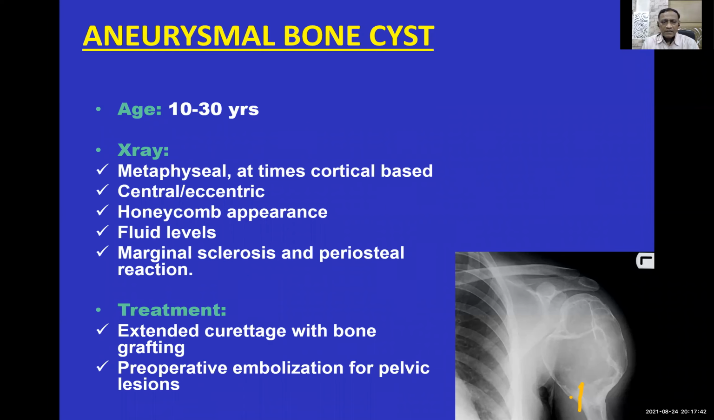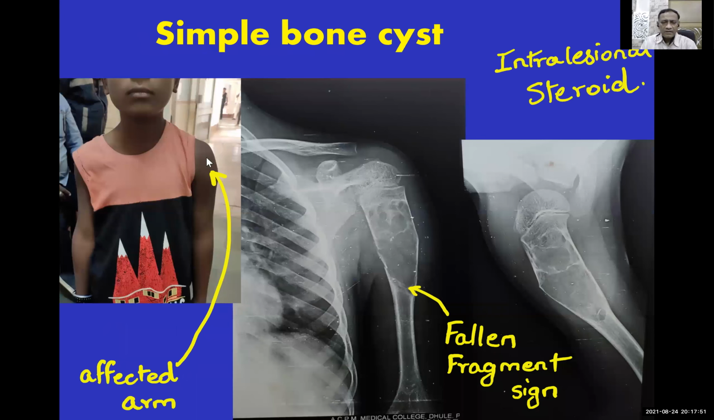This is the clinical picture and radiological picture of aneurysmal bone cyst. You can read the treatment from the textbook. Simple bone cyst. I don't have the specimen, but this is the clinical picture.